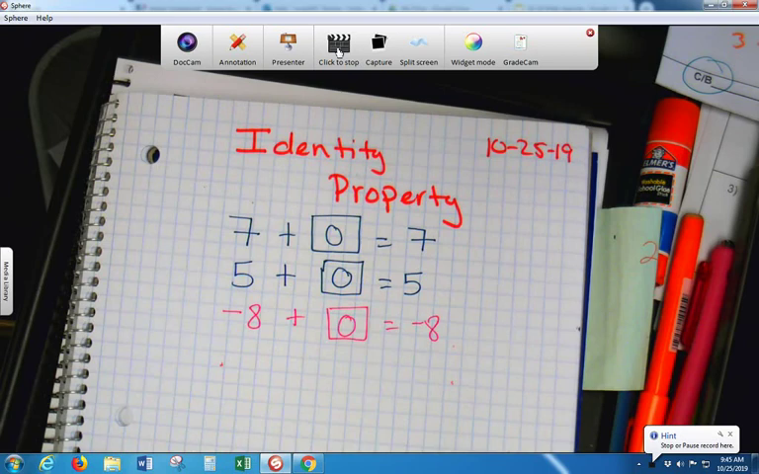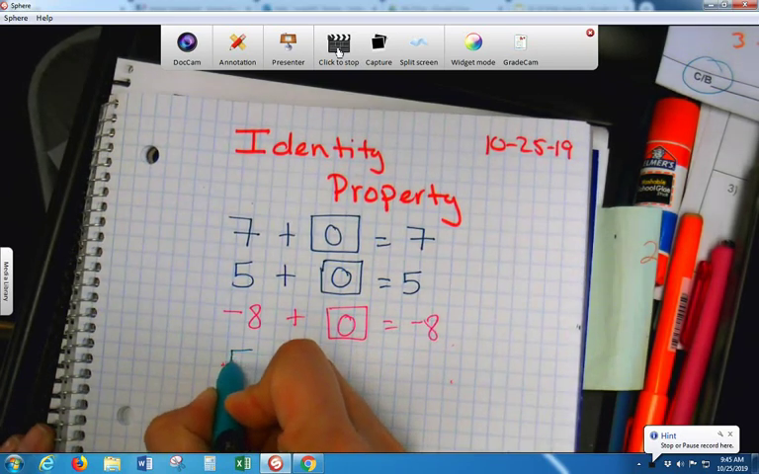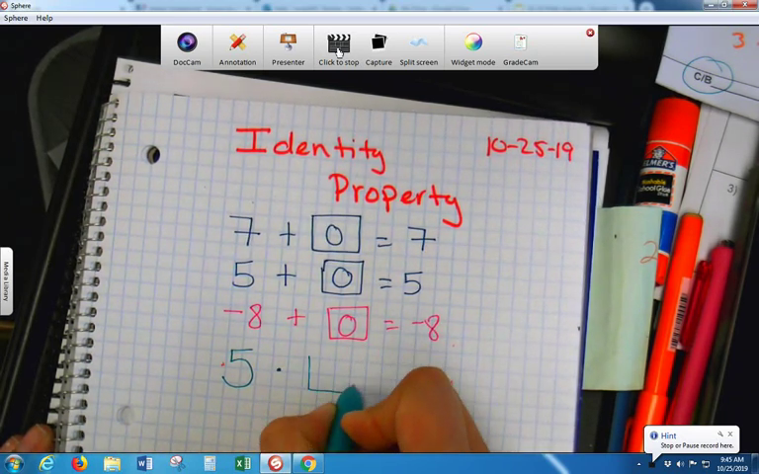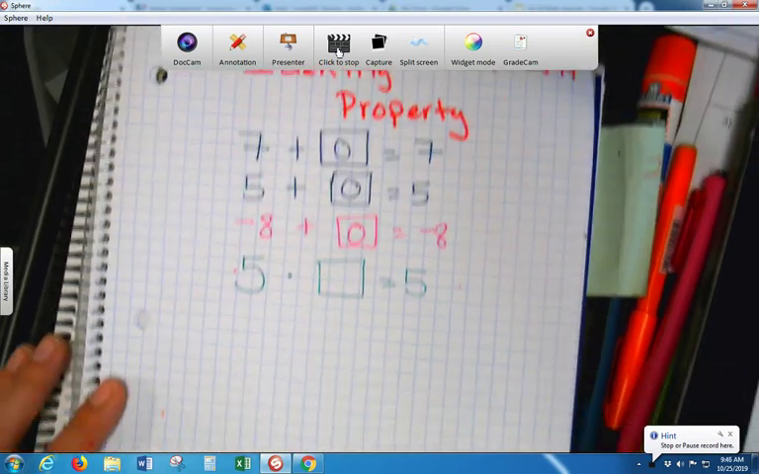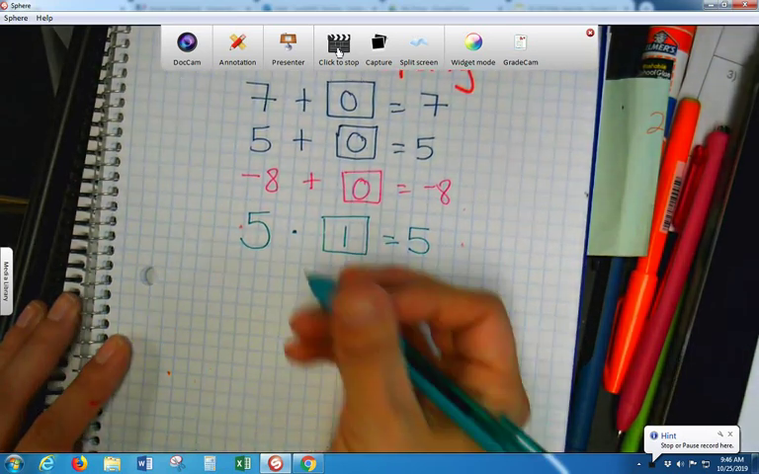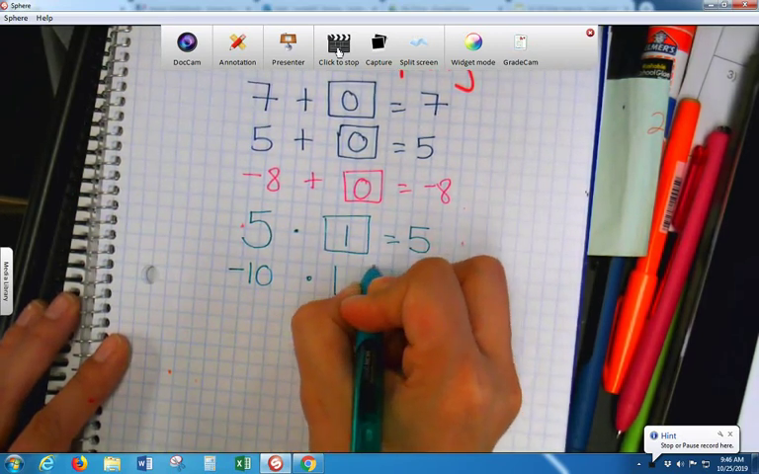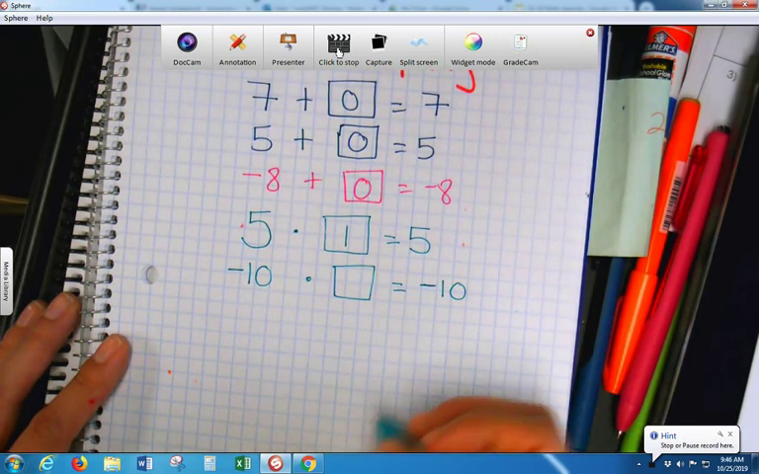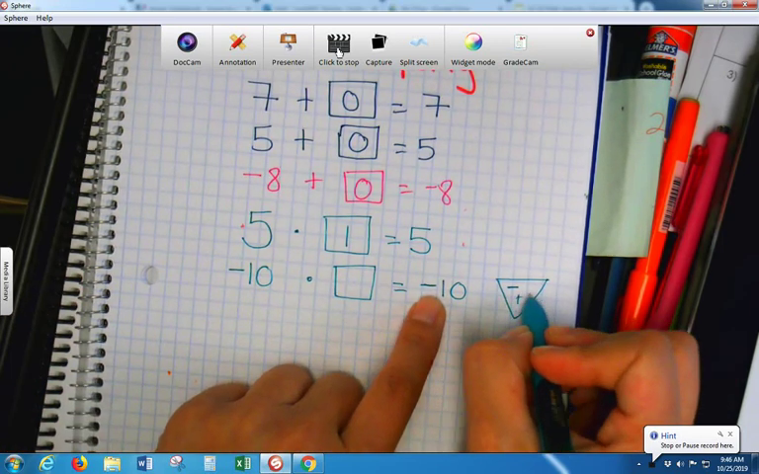Now, tricky. Now let's switch over to multiplication. If I am the number 5, and I multiply it by what to still remain the number 5? 1. Good. Now it's a 1. What if I am a -10, times what number is still going to make me a -10?